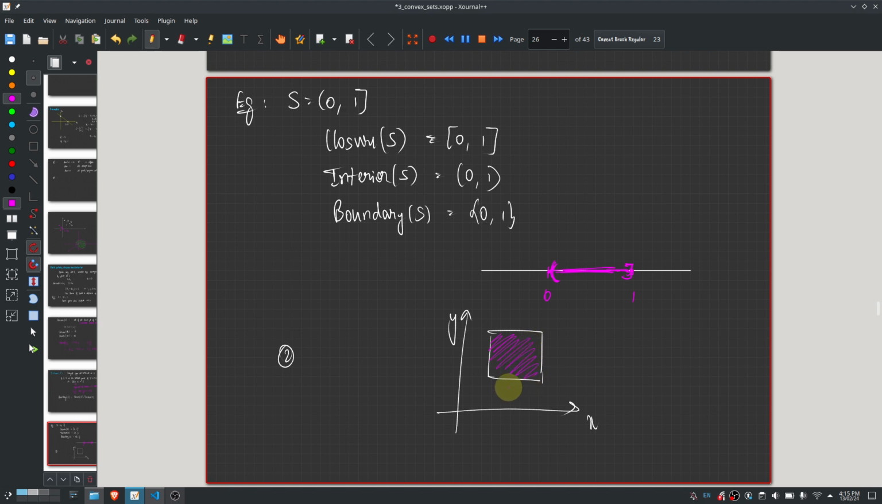Again, just visually you can see what the closure, the interior, and the boundary should be. So what would be the boundary of this particular set? The boundary would just be the set of these white lines that I've drawn over here. Everything that is enclosed strictly within this would be the interior, and put together that would form the closure.